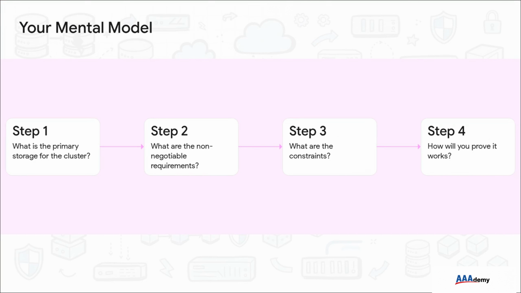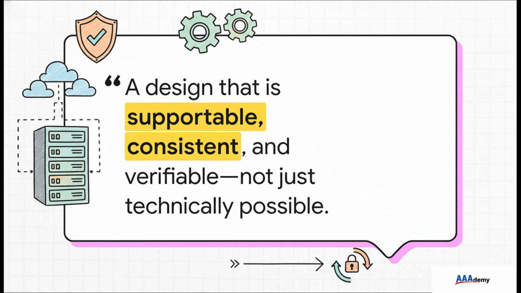Before you even think about opening Visio to draw a diagram, you've got to ask yourself these four questions. First, what's our storage foundation? Are we talking vSAN or external? Second, what are the absolute non-negotiables, things like availability and performance? Third, what are our constraints? Hardware, network, budget, you name it. And maybe most importantly, number four, how are we going to prove that it actually works? And this really gets to the heart of it. The best design isn't the one that's the fastest on paper or has the most features. It's the one that is supportable, consistent, and verifiable through its entire life cycle.